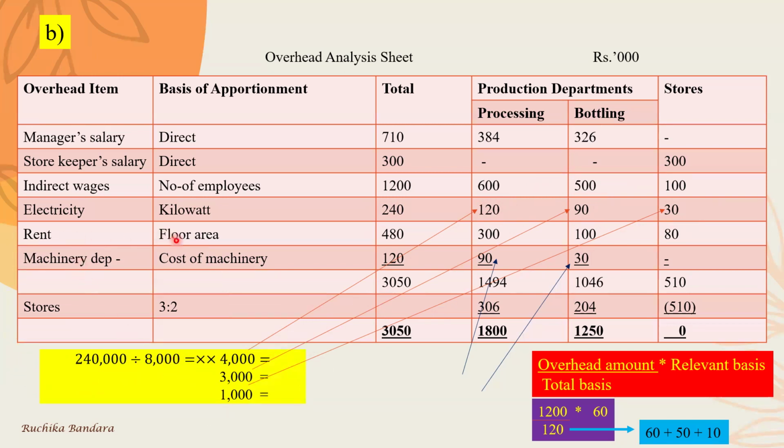Rent, it's the floor area. Get the addition of floor area. 30,000 plus 10,000 plus 8,000 is 48,000. But here you have only 480. So remove 2 zeros from the value. So 480, and here the addition is 48,000. Remove two zeros. 300, 100, 80. Or you can get it like this. 480 division sign 48,000 multiplied by 30,000, 10,000, and 8,000.